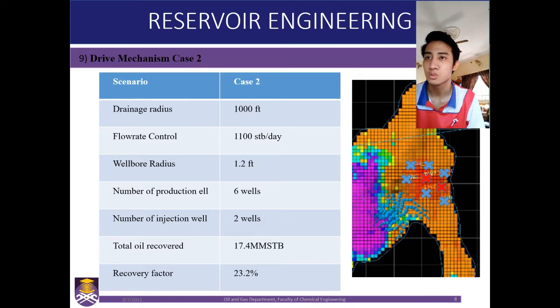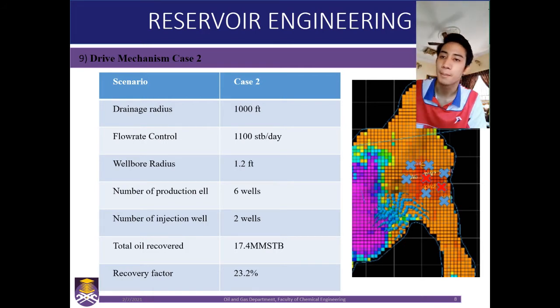And this is for the case 2. The development of case 2 adds 2 gas injection well to the existing 6 production well. And this table shows the summary of case 2, which is the flow rate control is 1,100 STB per day. And the number of production well is 6 well, and the number of injection well, which is gas, is 2 wells. And for the total oil recovered is 17.4 mmSTB, but for the recovery factor is only 23.2%.